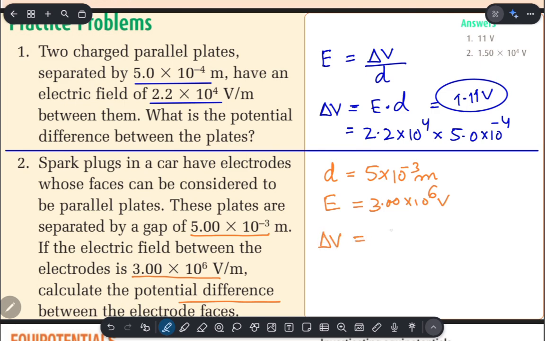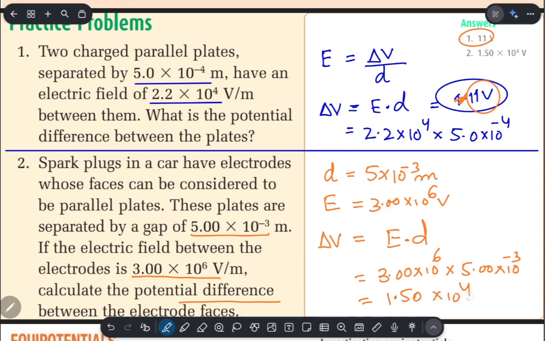So the potential difference is E times D, and that is actually, sorry, I think I made a mistake here. This was your answer, and this is the answer of part 1. Sorry, this is 11 volts. This is the answer. Now E is 3.00 times 10 to the power 6, and the distance is 5.00 times 10 to the power minus 3. So you will get 1.50 times 10 to the power 4 volts.